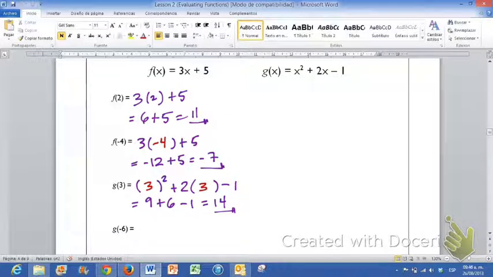Okay, and g of minus 6. So again, I have x squared plus 2x, but remember, I'm not writing the x's because I'm going to replace them with the value inside the parentheses, in this case minus 6. There it is. So minus 6 squared is 36 plus, I'm sorry, it's a positive times a negative, it's going to be a negative 12 minus 1. Okay, so what is the value of g of minus 6? And of course it is 23. Okay, that's the example.